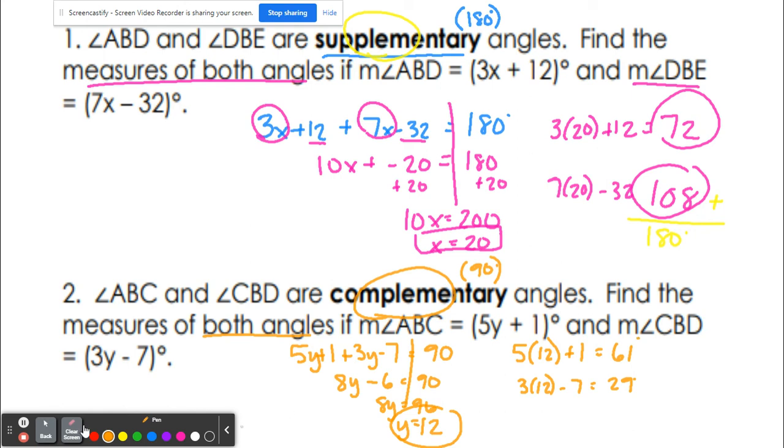But then I'm going to check myself. So I'm going to change colors here so we can see that this is just a check. I'm going to add these together. And so 61 plus 29 does equal, sorry, my pen won't go down this far, equal 90 degrees. And so that's a check. So these are my two answers right here.